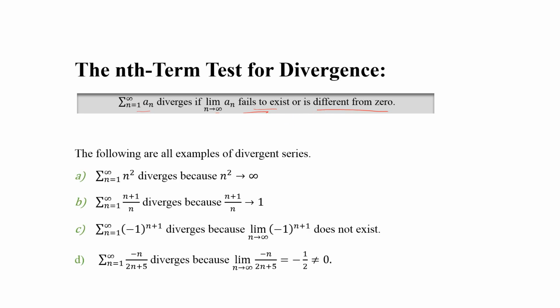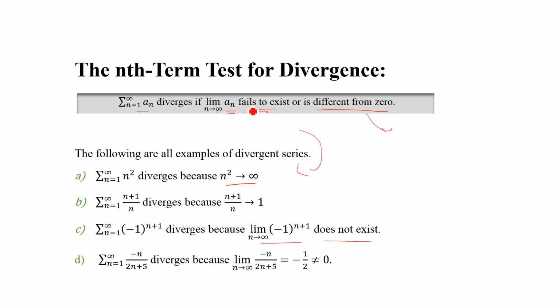So here are a few examples of divergent series. Using this test, we can prove that a series is divergent. The first series, sigma n equals 1 to infinity n squared, diverges because n squared approaches infinity, right? So a n approaches infinity, so the limit of a n is infinite. Next series, n plus 1 over n, diverges because a n approaches 1. That is, this is different from 0. Similarly, this series diverges because the limit does not exist.